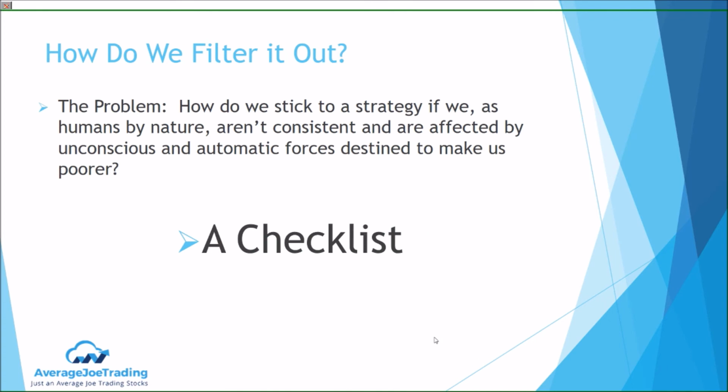All right, so how do we do it? How do we stick to a strategy if we as humans by nature aren't consistent and are affected by this glitz and glamour that is flashed in front of us every day? All these automatic forces that we come in contact with that's going to make us poor. It's simple. It's just having a checklist.